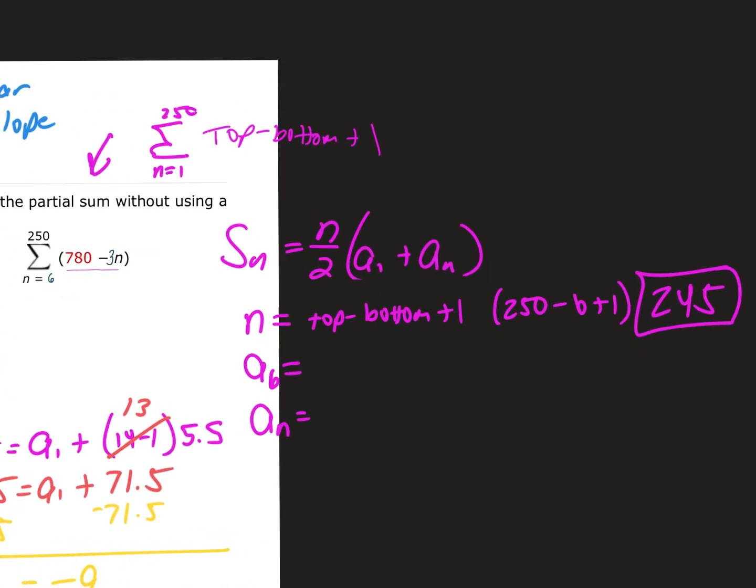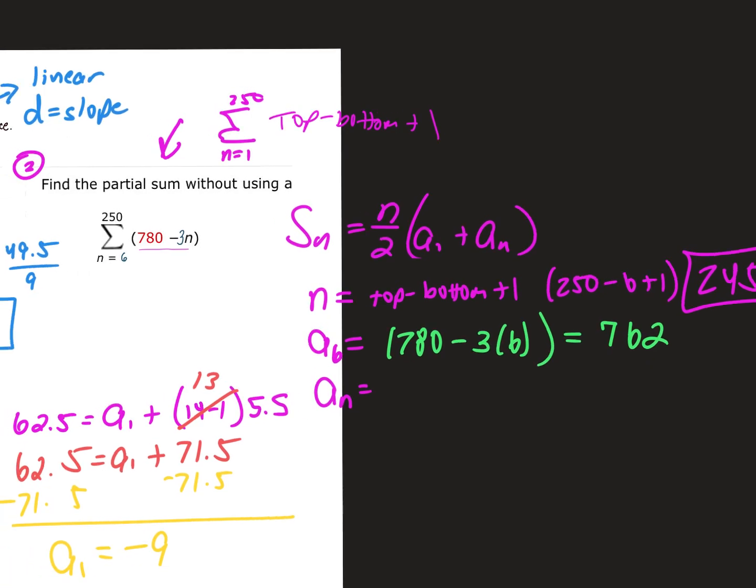So I'm going to say, okay, it's 780 minus 3 times what? 6. Okay, so what's 780 minus 18? 762. Now the last term. What am I plugging in to find the last term? 250. So it's 780 minus 3 times 250. What's 780 minus 3 times 250?